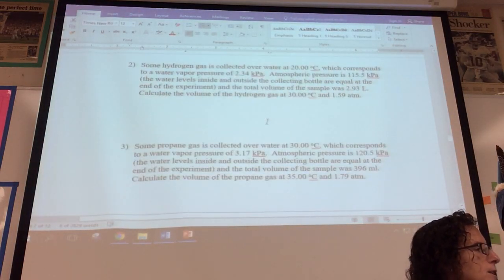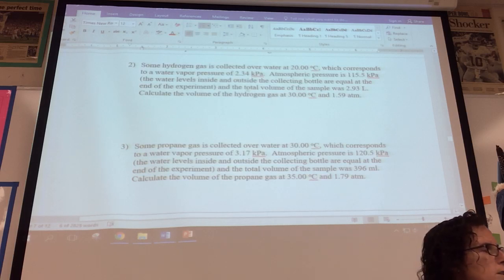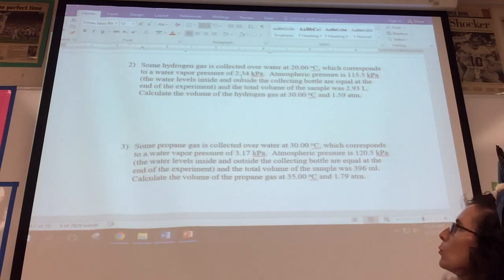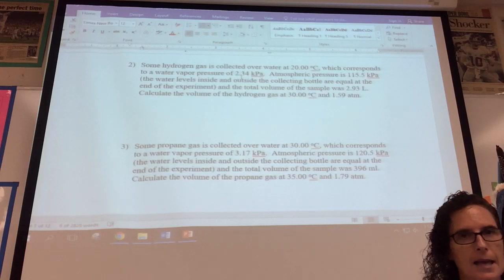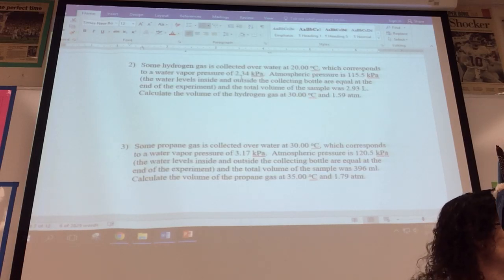It says some hydrogen gas is collected over water at 20 degrees Celsius, which corresponds to a water vapor pressure of 2.34 kPa. Atmospheric pressure is 115.5 kPa. The water levels inside and outside the collecting bottle are equal at the end of the experiment. The total volume of the sample was 2.93 liters. Calculate the volume of the hydrogen gas at 30 degrees Celsius at 1.59 atm. Let's take a look. A lot going on there.